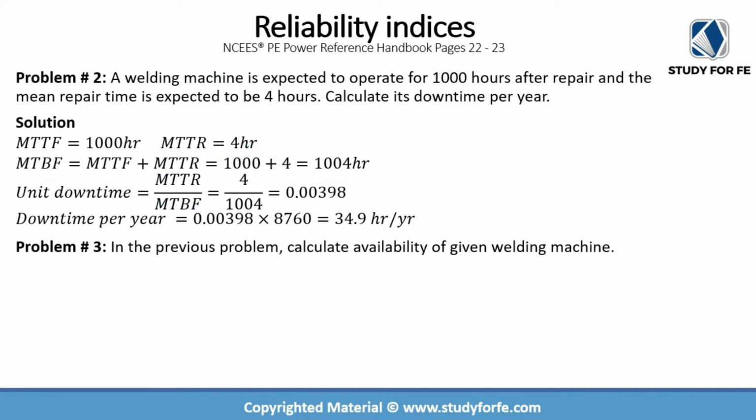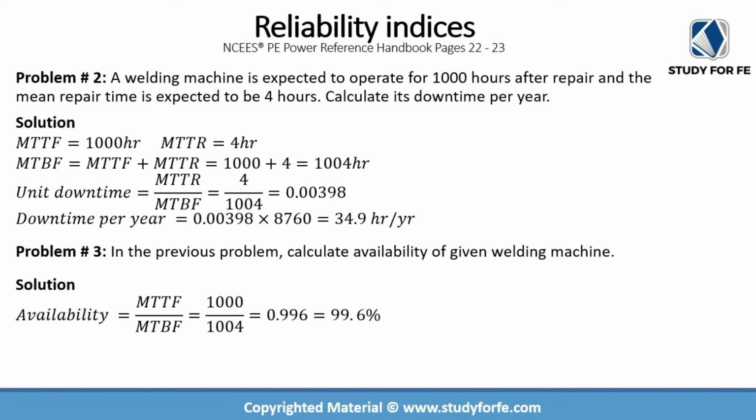Problem number 3 is asking us to calculate the availability of the given welding machine based on the details that are provided in problem number 2. As we saw earlier, availability can simply be calculated by dividing MTTF by MTBF. So we know that MTTF, the mean time to failure, is 1,000 hours, and MTBF, we just calculated in the previous problem, was 1,004 hours. So when you divide 1,000 by 1,004, you get 0.996 or 99.6%.